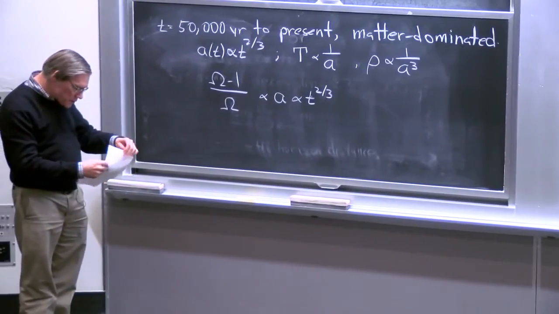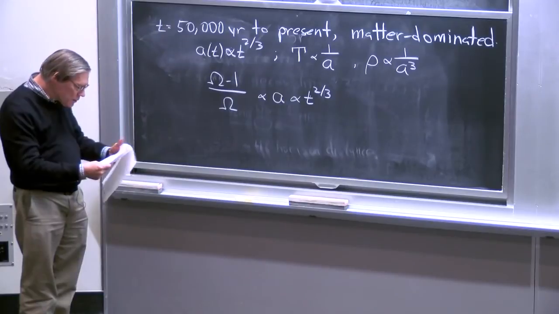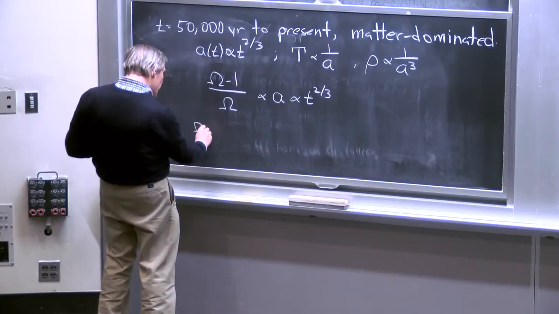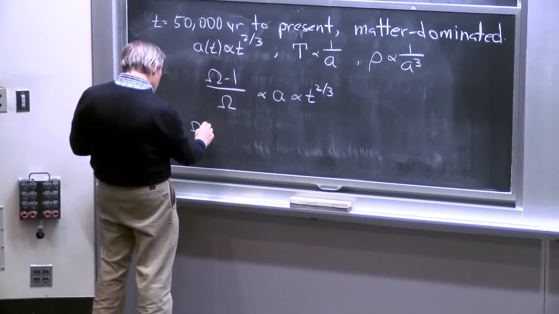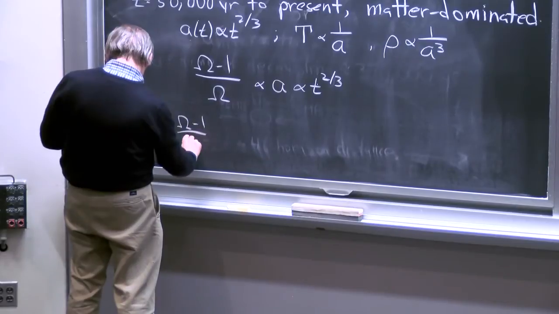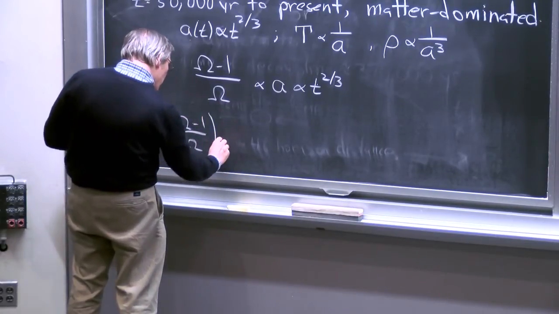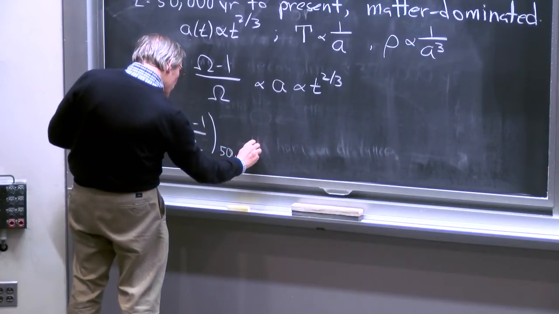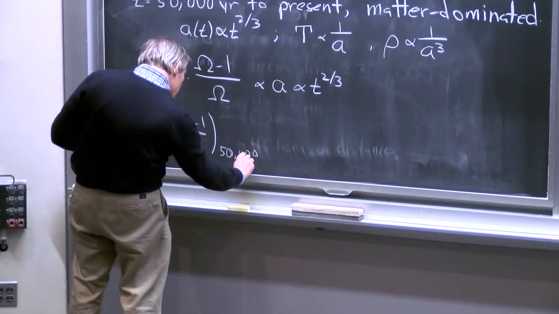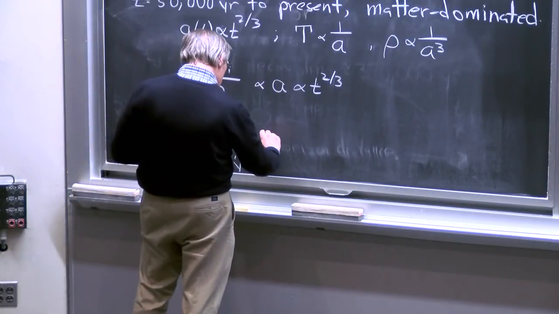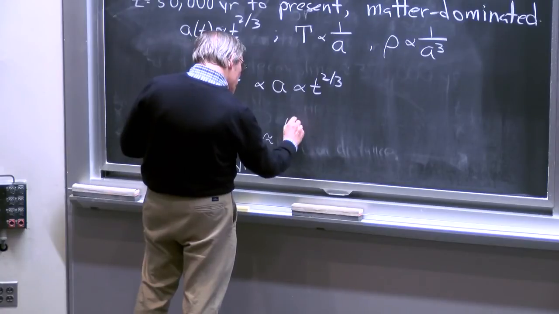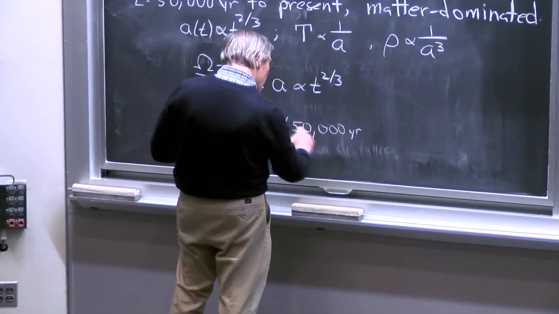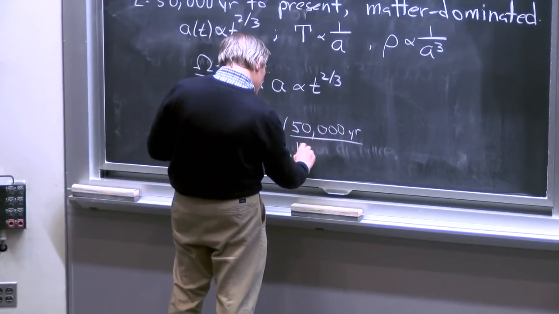So that allows us to write down an equation, since we want to relate everything to the value of (omega minus 1) over omega today. We can write (omega minus 1) over omega at 50,000 years is about equal to the ratio of 2 times the 50,000 years and today, which is 13.8 billion years.